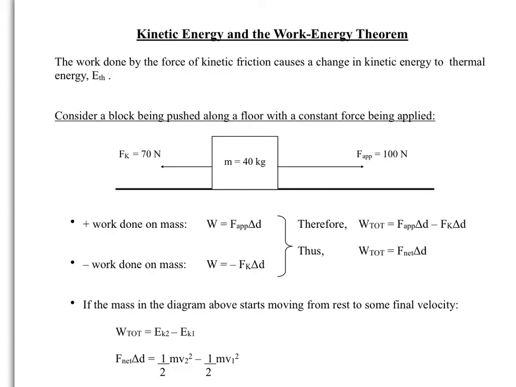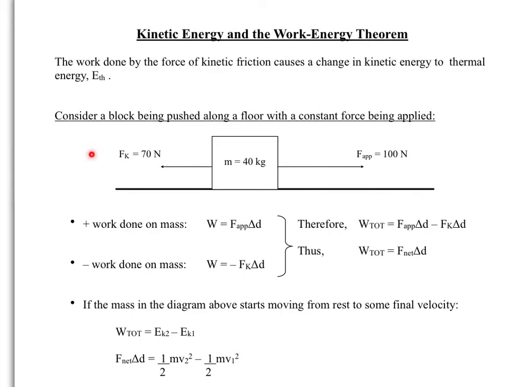Here we have a block of mass 40 kilograms, and as you can see, there are two forces acting on the block. We have an applied force of 100 newtons acting towards the right, and a force of kinetic friction, 70 newtons acting towards the left. Obviously the net force acting on this object would be 30 newtons towards the right, which means that it must accelerate towards the right as well.